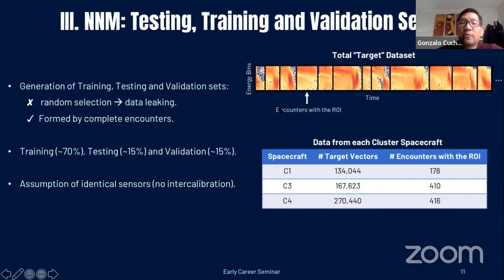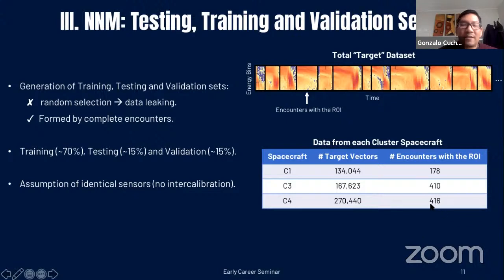So as I said, in this case, we first create these blocks, and then we randomly select blocks to create the training, testing, and validation sets. This percentage here indicates how much data we have in each of these data sets. Then I have in this table the number of target vectors per spacecraft and the number of encounters with the region of interest per spacecraft. We have at most 416 encounters, and I want you to keep in mind this number because I'm going to compare with other missions that in the future will provide a humongous number of encounters.